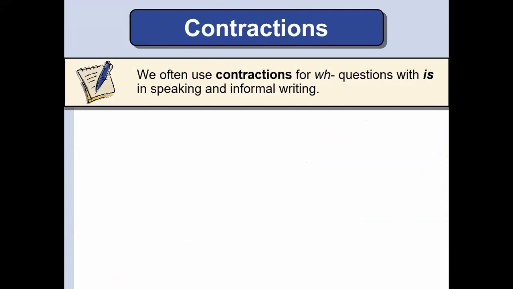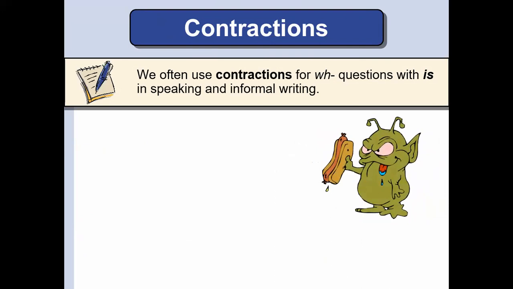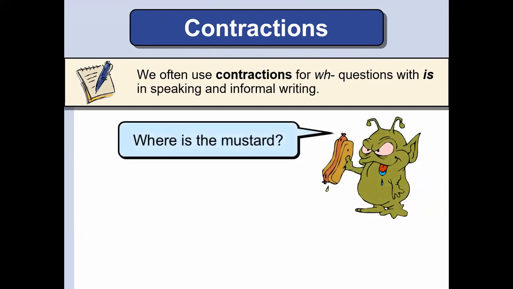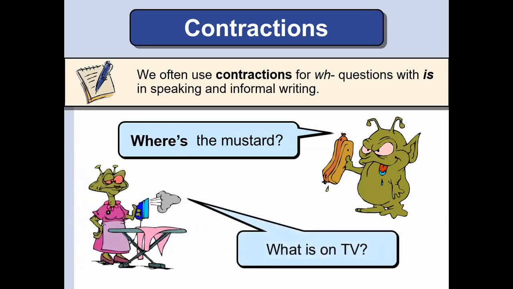Okay, so it is also possible to use contractions to talk about WH questions with is, in speaking and informal writing. Okay, there we go. Where is the mustard? But also we can say, where's the mustard? Contractions with WH questions. What is on TV? And there we have what's on TV.